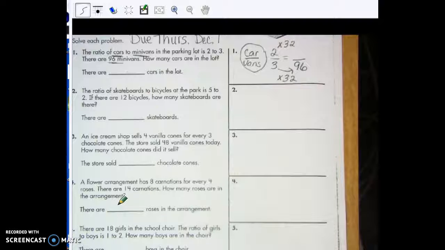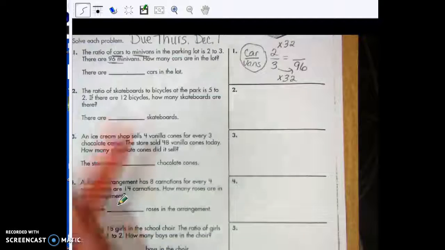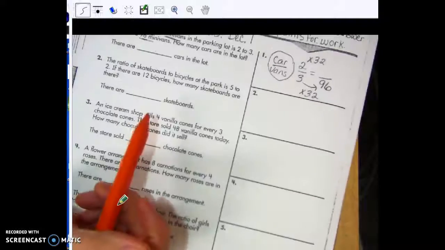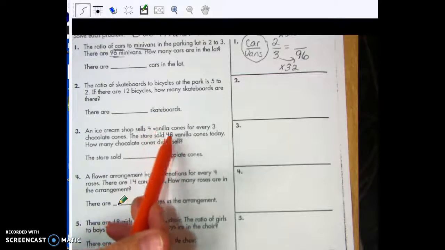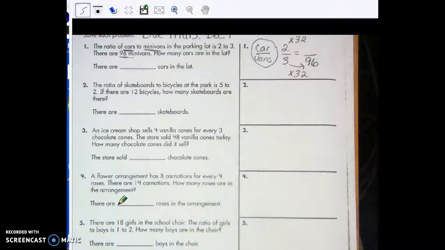Number 2 says the ratio of skateboards to bicycles. So in my cloud, I'm going to have skateboards and bicycles. Number 3 says vanilla and chocolate. So we're just looking at the two things we're going to compare and put them in the cloud and then set up your two ratios.